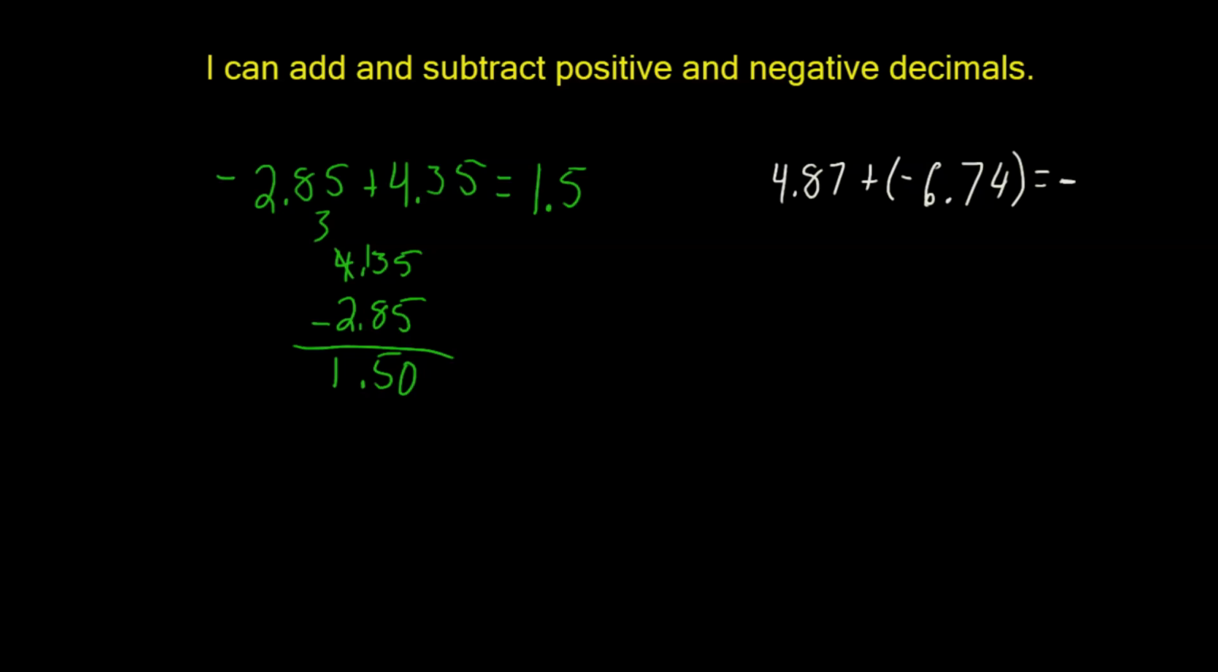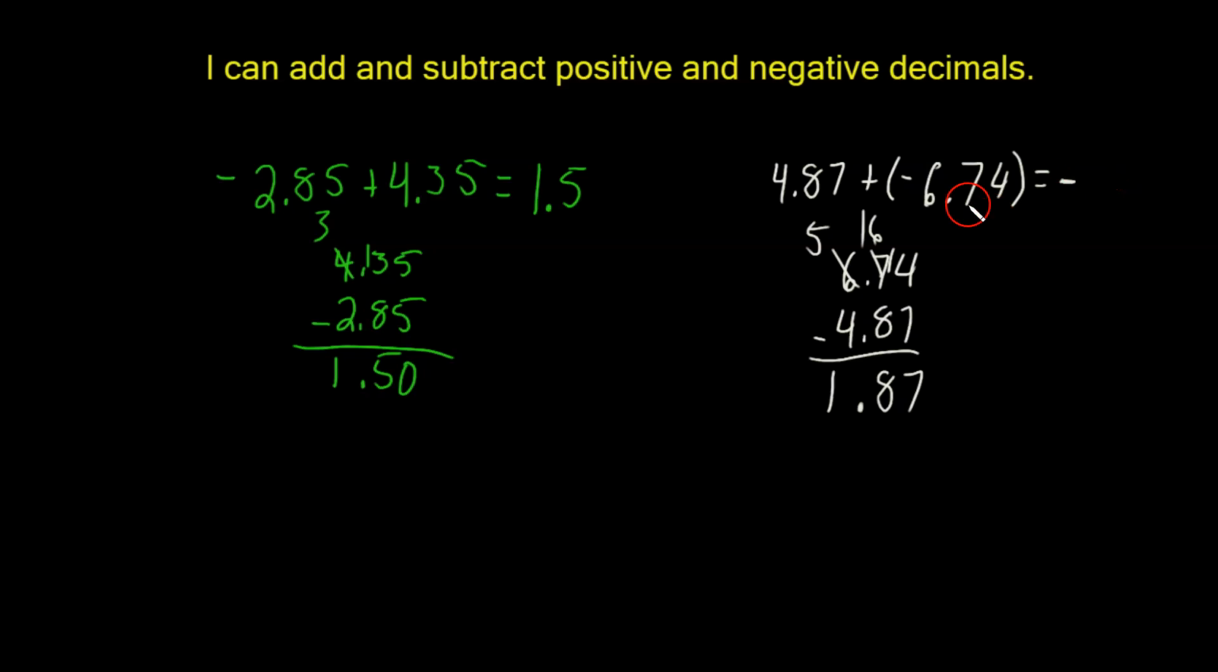And now we need to find the difference between their absolute values, so we take 6.74 and we subtract it from 4.87. Now that we've got them stacked on top of each other, 4 minus 7, can't do that, need to borrow. 14 minus 7 is 7, 6 minus 8, can't do that, need to borrow. 16 minus 8 is 8. Bring that decimal straight down. 5 minus 4 is 1. And we get our answer of 1.87.